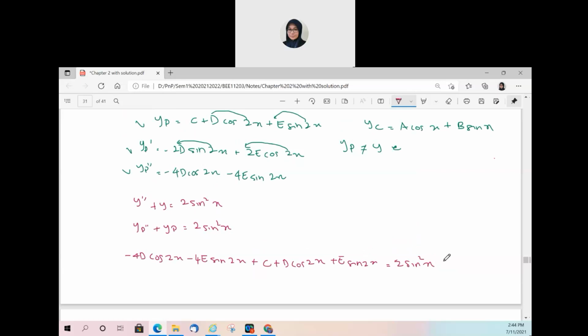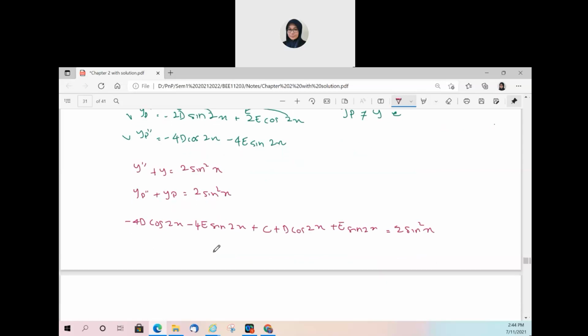Yang YP double prime tu macam mana dapat negatif 4E tu, negatif tu mana datang? YP double prime ni. Negatif 4E tu mana datang negatif tu? You differentiate cos, you dapat negative sign, right? Oh, betul. So, that's why datang dia negative kat sini.